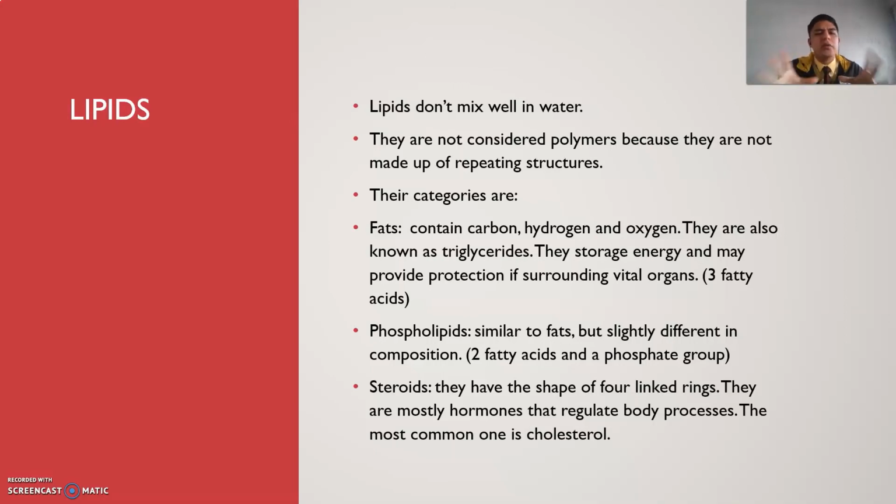We're going to see a picture so we can perceive it better, but you can have it in mind. 3 fatty acids. We also have phospholipids. They are similar to fats, but slightly different in composition. They are made up of 2 fatty acids and 1 phosphate group. Lastly, we have steroids, and they have the shape of 4 linked rings, like the ones from the Olympic Games. And they are mostly hormones that regulate body processes. And the most common one is cholesterol.